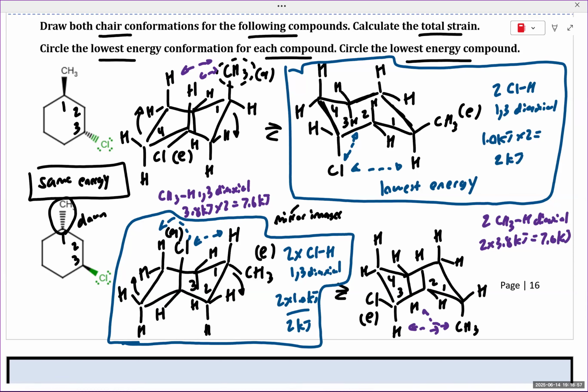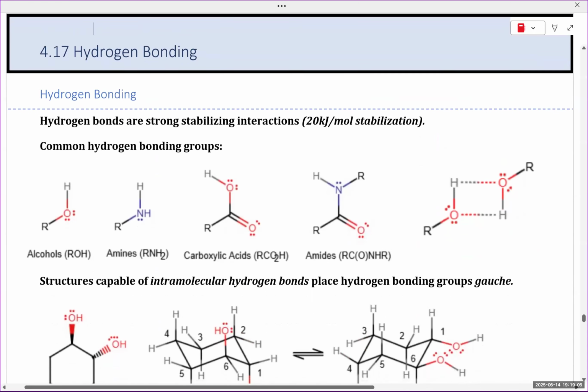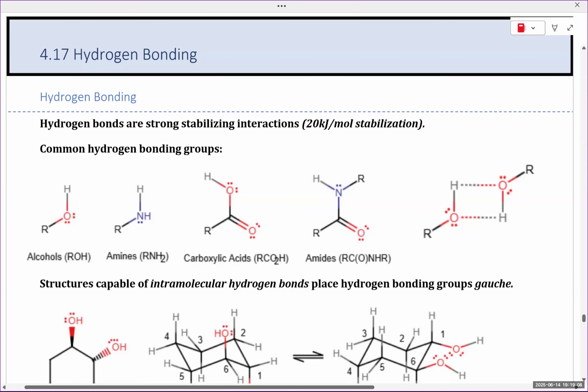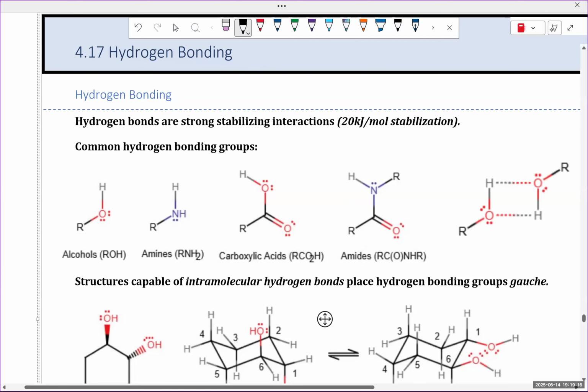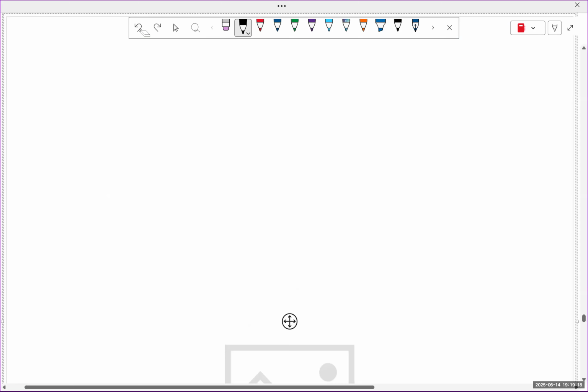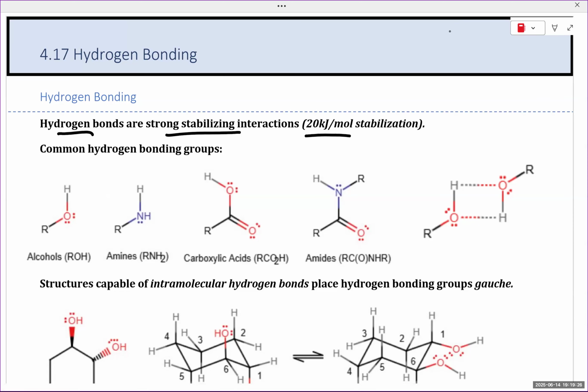Okay, so we've done a variety of examples involving conformational analysis. Let's talk now about another factor that can influence the energy of different conformations. So hydrogen bonds and hydrogen bonding. Hydrogen bonds are strong stabilizing interactions. They provide about 20 kilojoules per mole of stabilization. Alcohols, amines, carboxylic acids, and amides are capable of forming hydrogen bonds.